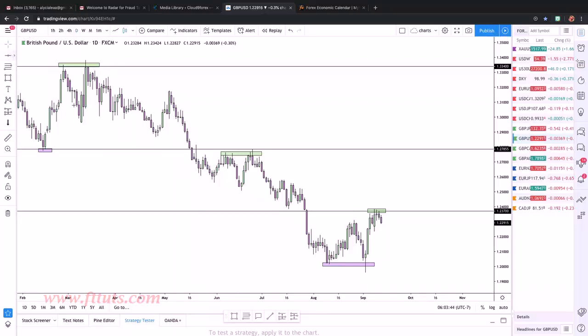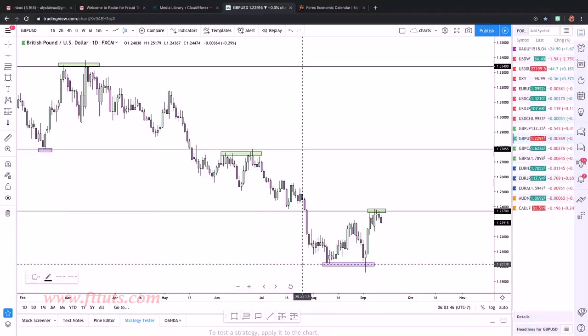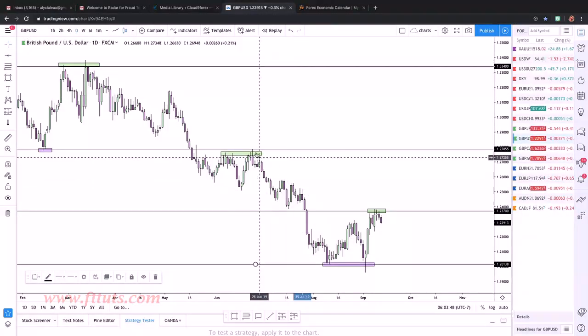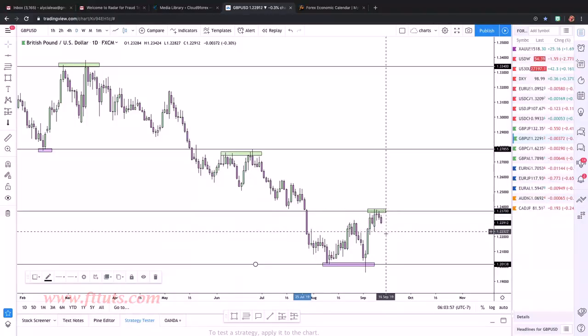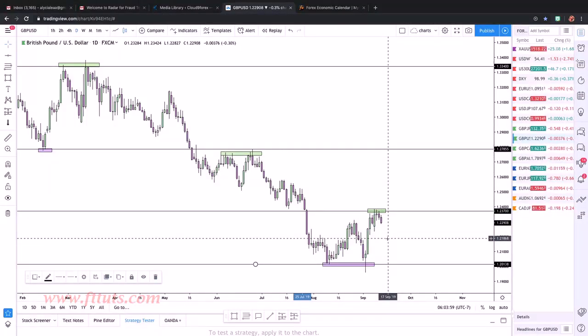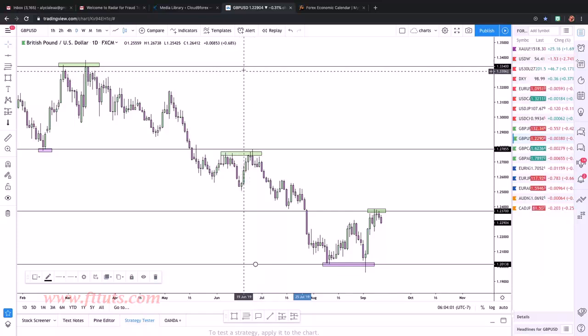Okay, so that's basically how it works, guys. So as you can see here too, price came down, came to the next support, broke through, came back up, tested, and is now dropping. So that's the power of key levels.